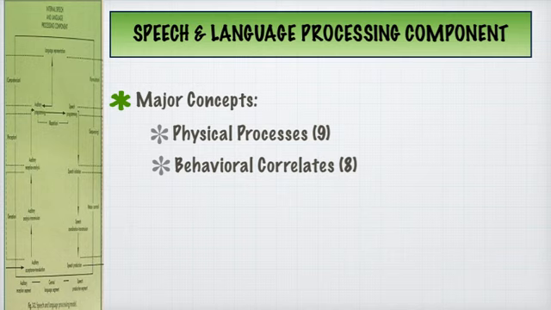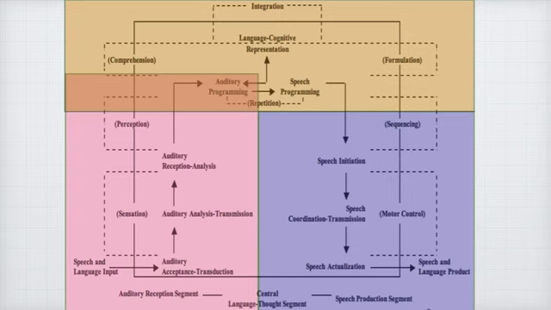Since physical processes are not observable, we observe the behavioral correlates as well, and then get an idea of what's going on with the physical processes. So again, as clinicians, we look at behavioral correlates, try to match them with physical processes, and that's how we gain information. This is how this framework will be used. In the chart, these are the ones with the parentheses: sensation, perception, comprehension, repetition, formulation, sequencing, and motor control.